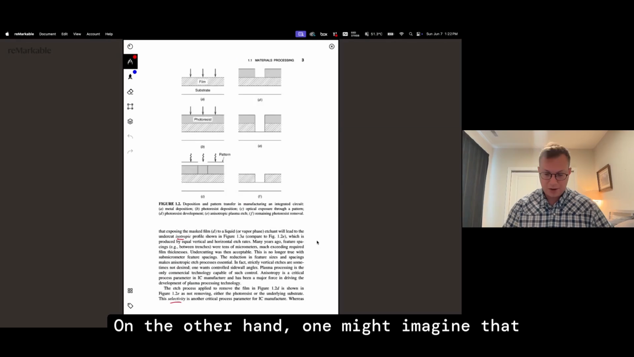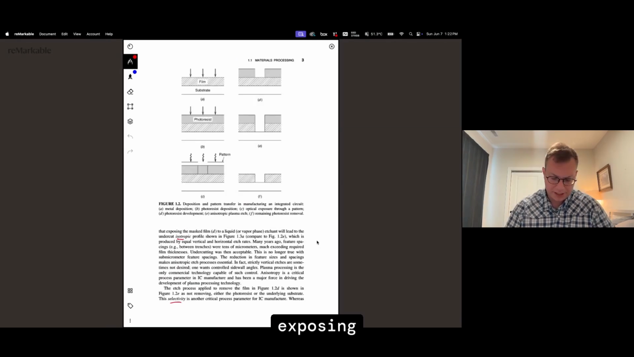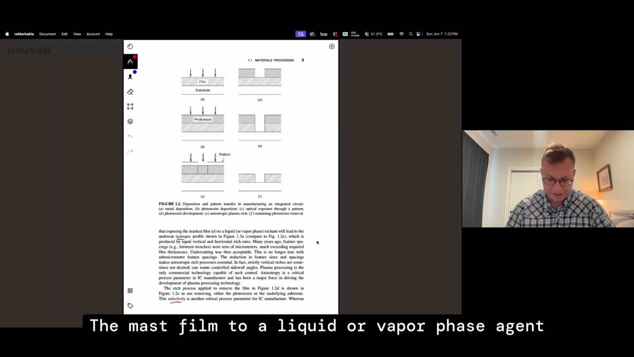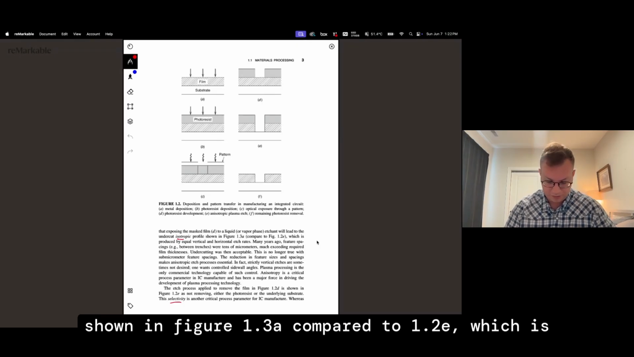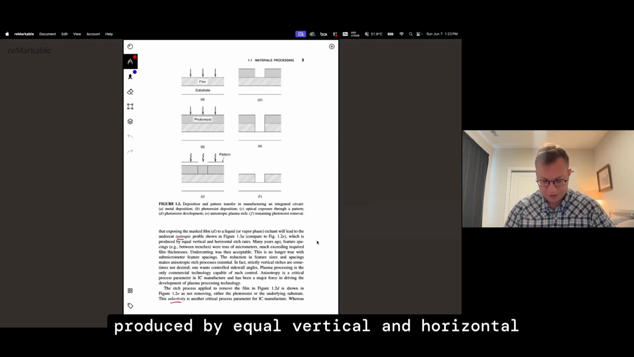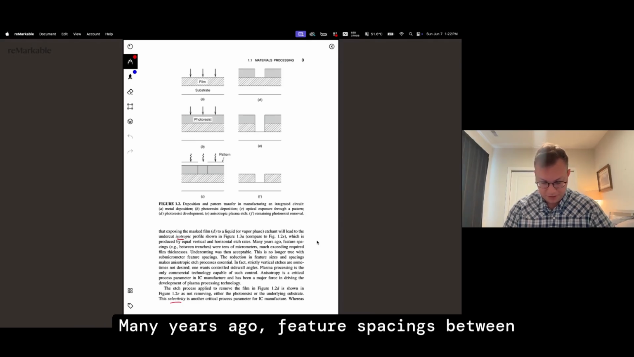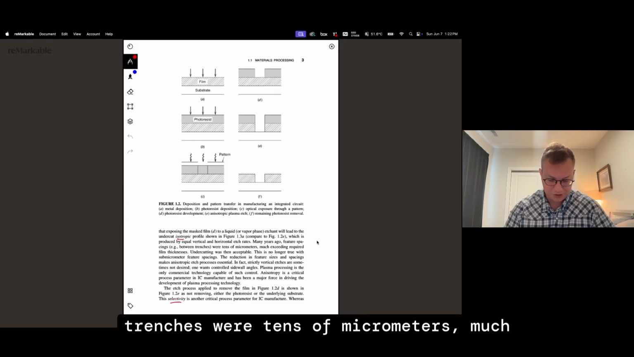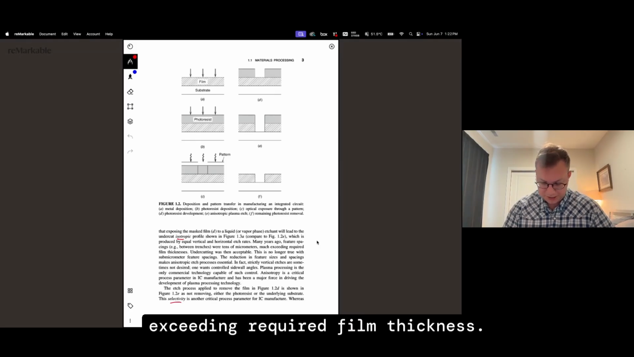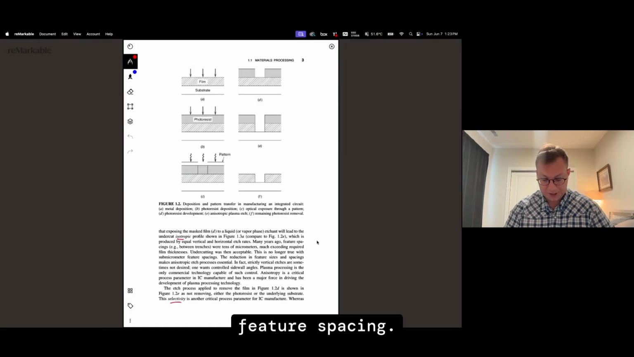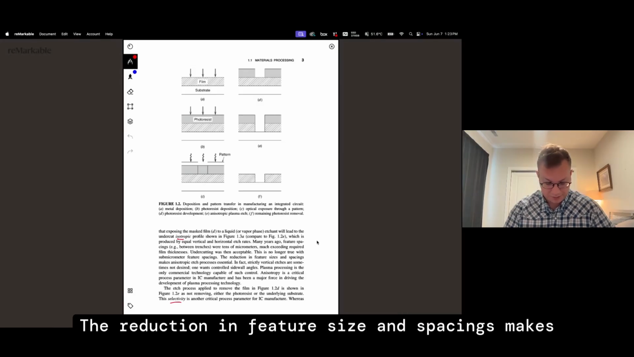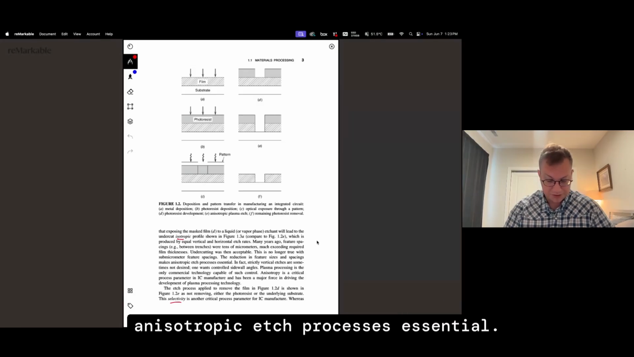On the other hand, one might imagine that exposing the masked film to a liquid or vapor phase etchant will lead to undercut or isotropic profiles, shown in figure 1.3a, compared to 1.2e, which is produced by equal vertical and horizontal etch rates. Many years ago, feature spacings between trenches were tens of micrometers, much exceeding required film thickness. Undercutting was then acceptable. This is no longer true with sub-micrometer feature spacing. The reduction in feature size and spacings makes anisotropic etch processes essential.